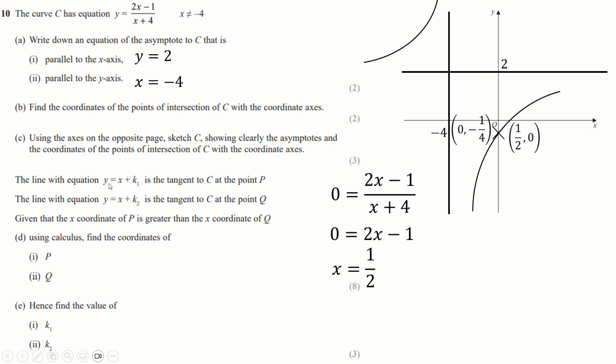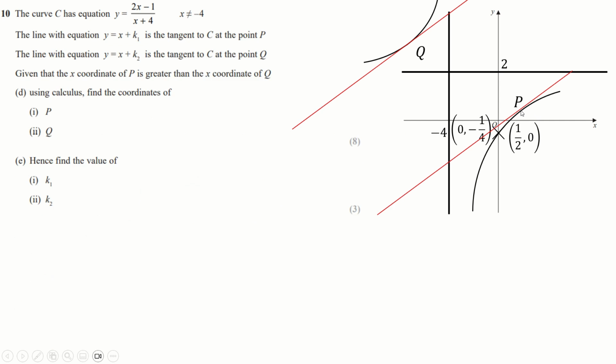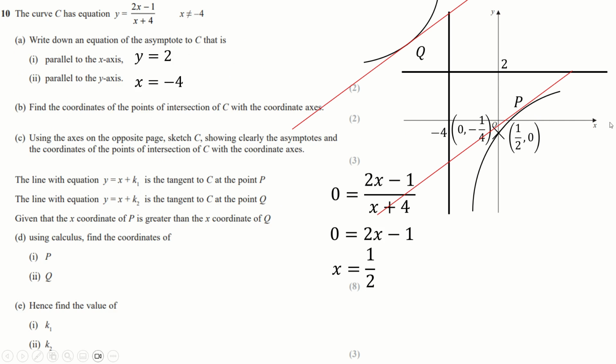The line y equals x plus k1 is tangent to C at P. And then there's another line with the same gradient, so parallel, that's also tangent. So I think it looks a bit like this, right? Where you've got a point here and a point here. That should really intersect, but it pretty much almost does. With points P and Q. Now P is this one because the x coordinate of P, which is positive in this case, is bigger than the x coordinate here. So I think this is P and Q here, roughly.